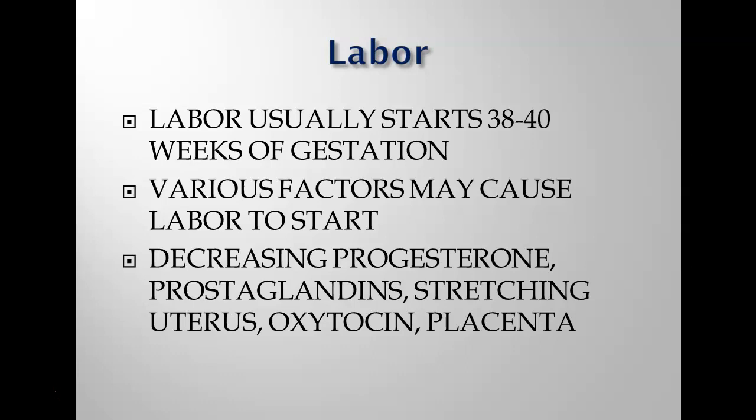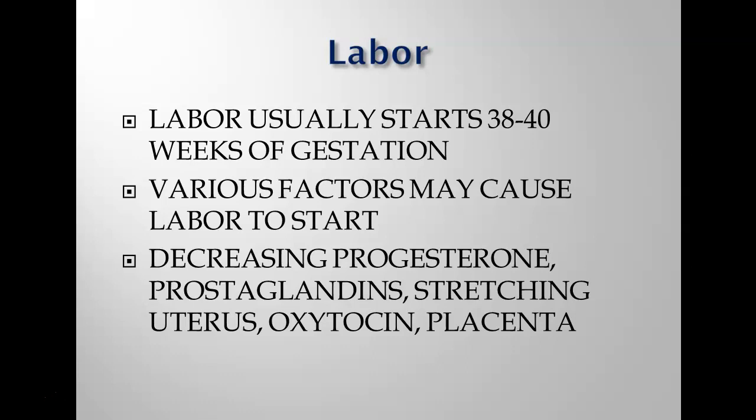In labor, we know that labor usually starts around 38 to 40 weeks of gestation of a pregnancy. And there are various factors that may cause labor to start. There are different theories to it. There are theories called decreasing progesterone, a prostaglandin theory, a stretching uterus theory, an oxytocin theory, and a placental theory. So we're going to go over those right now.